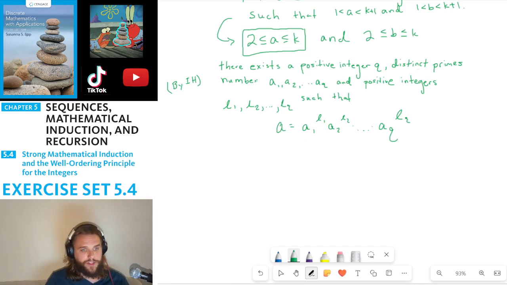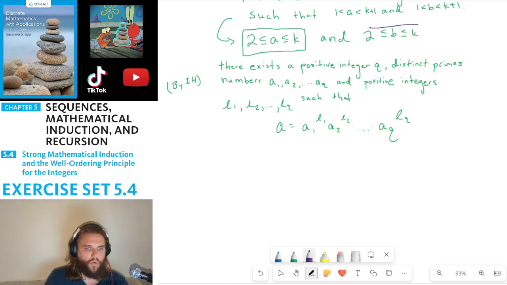Distinct prime numbers a sub 1, a sub 2, and so forth up through a sub q, and positive integers l sub 1, l sub 2 up through l sub q, such that a equals a sub 1 to the l sub 1 times a sub 2 to the l sub 2 times and so on up through a sub q to the l sub q. This is simply saying that a can be factored as a product of just prime numbers and only prime numbers here.